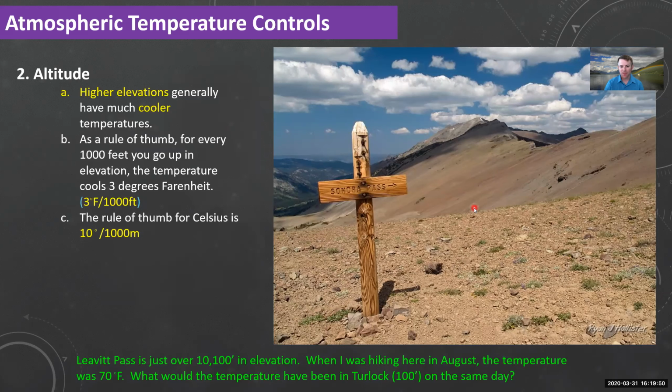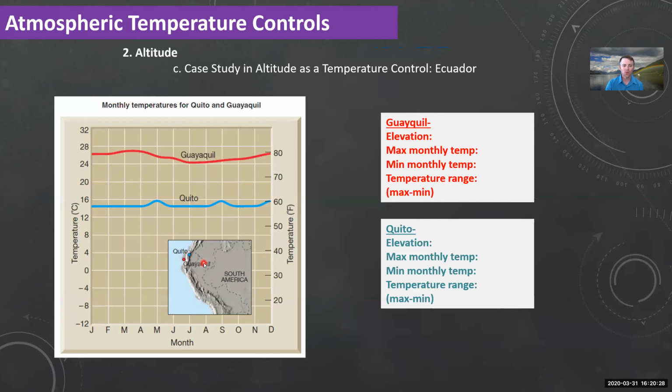So here's Leavitt Pass, this picture I took hiking a few years ago over by Leavitt Pass, by Sonora Pass. So it's about 10,000 feet in elevation. Turlock's about 100 feet in elevation, so that's like a 10,000 foot change in elevation. So if I have a 10,000 foot change, and there's 3 degrees of change for every 1,000 feet, 3 times 10 is 30. This should be 30 degrees cooler up at the top than it is down in Turlock. So if there's 100 degrees down in Turlock, this should be about 70 degrees way at the top of Sonora Pass. All right, so elevation, the higher you go up, things cool down.